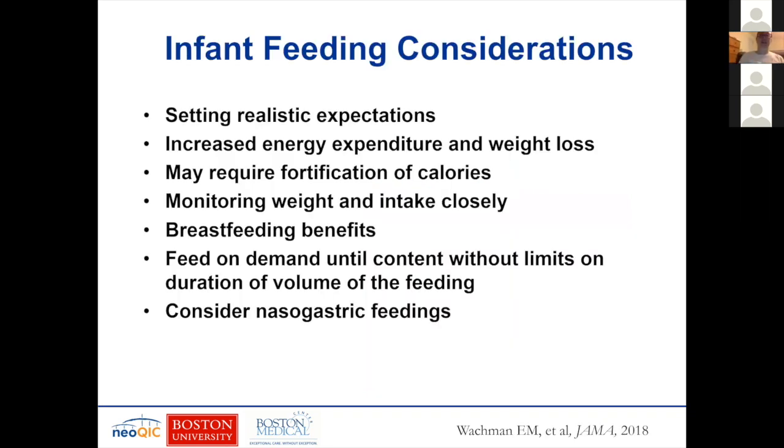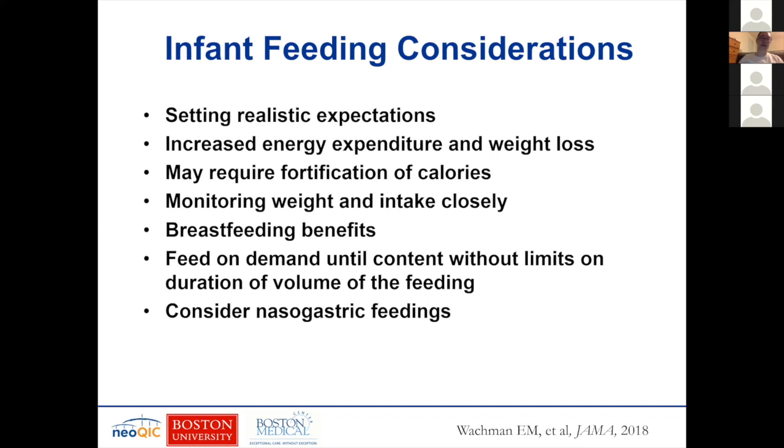So the most important thing is to set realistic expectations. To make the mothers understand that these babies have additional energy expenditure and weight loss, and oftentimes we need to either fortify the feeds, add extra calories and things like that. So oftentimes exclusive breastfeeding is not possible, at least initially in these families.